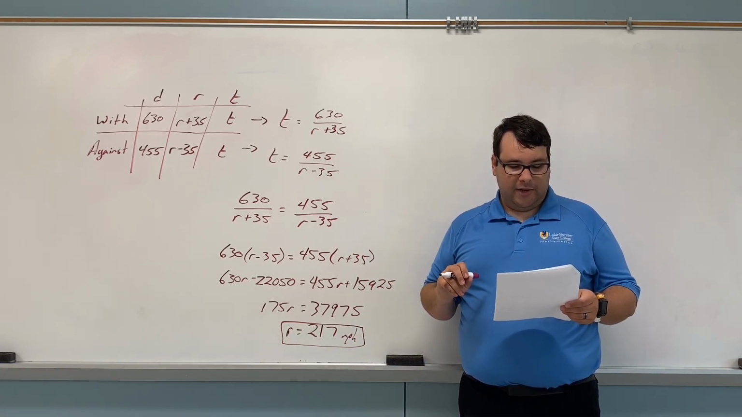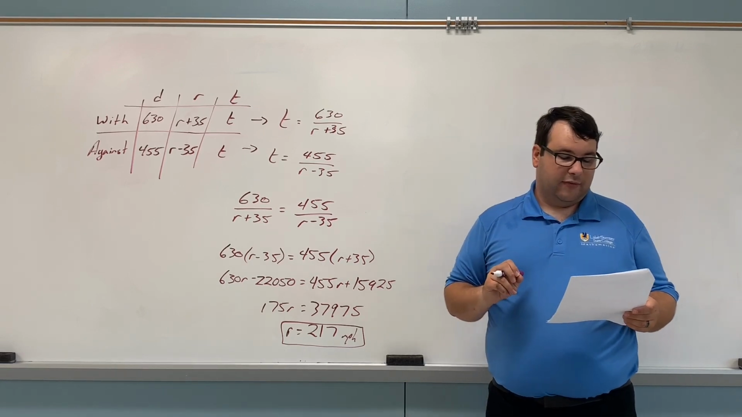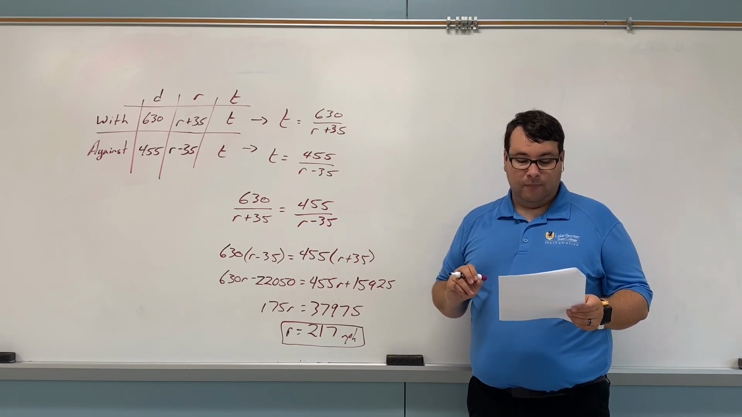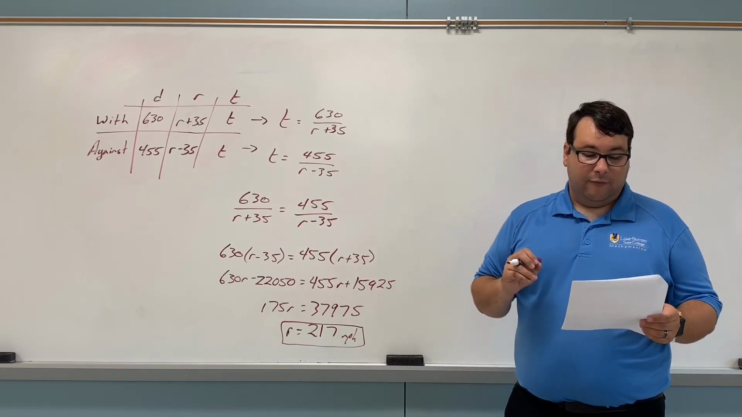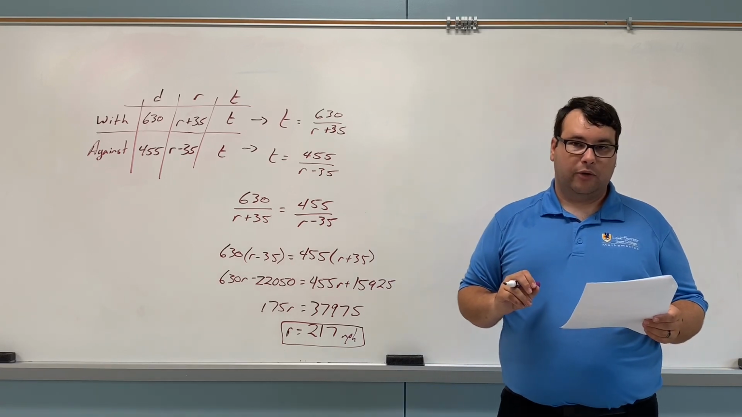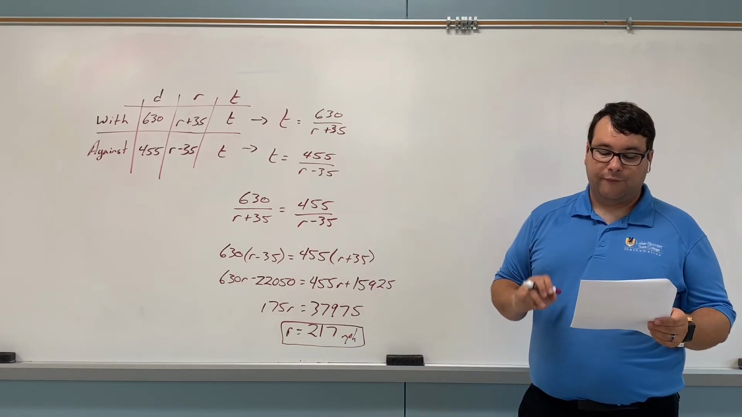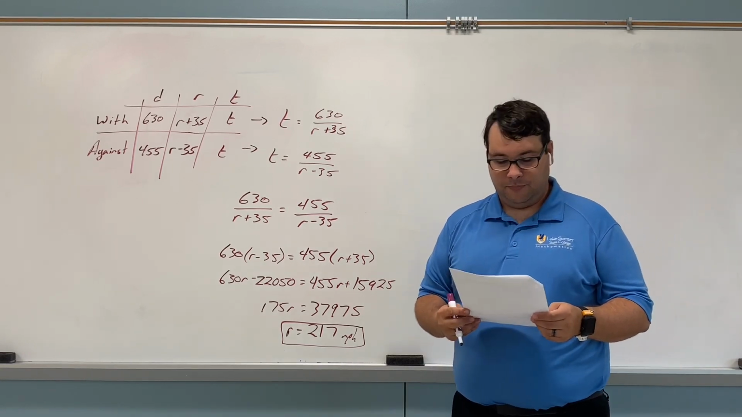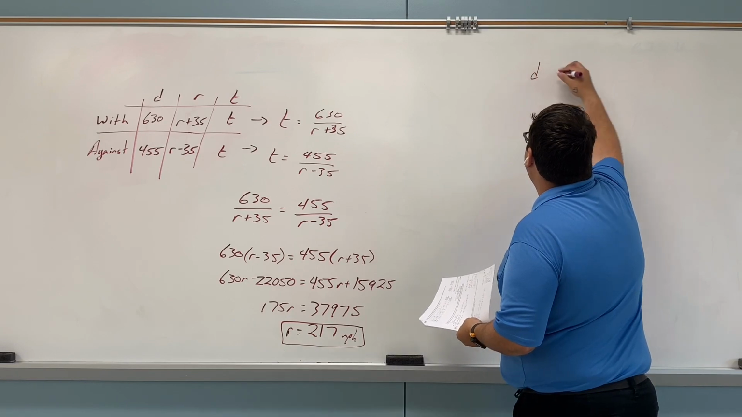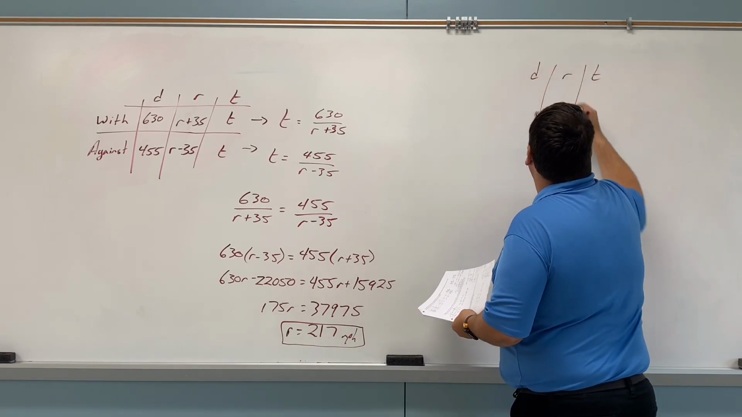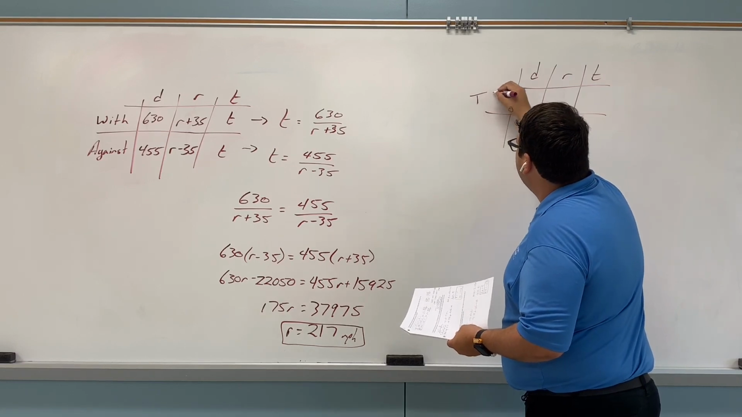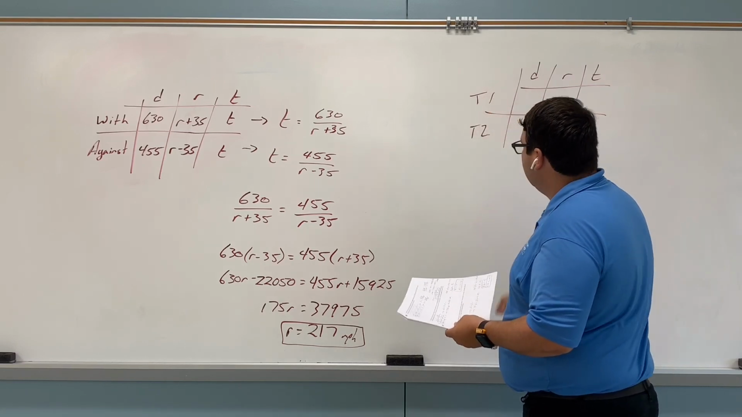So question number 8 is, suppose two trains leave a station at the same time, traveling opposite directions. One train travels 10 miles per hour faster than the other. In 4.5 hours, the trains are 414 miles apart. Find the speed of each train. First thing, get your table up so you know you have distance, rate, and time. You're talking about two trains, so train 1, train 2.